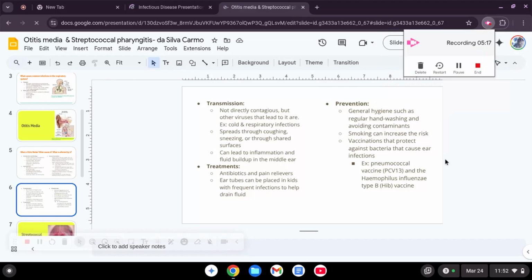These germs can be spread through coughing, sneezing, or sharing the same surface with someone else who is infected. Catching a cold or having an upper respiratory infection can lead to inflammation and a buildup of mucus, which can lead to the ear becoming infected.